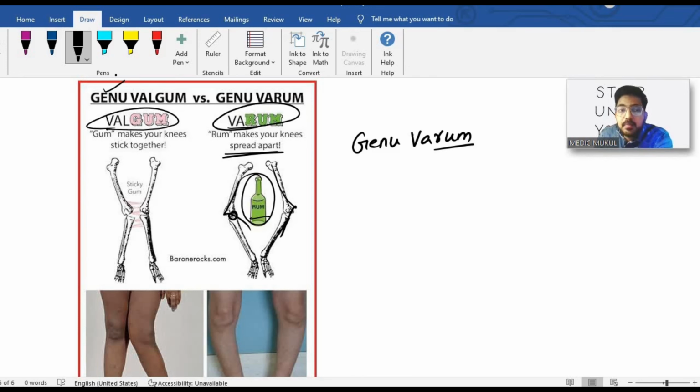Valgum, what it does is make your knees stick together. In valgum we will see this type of pattern, but in varum the knees spread apart. We see this type of pattern, and varum is the most common deformity seen in osteoarthritis.